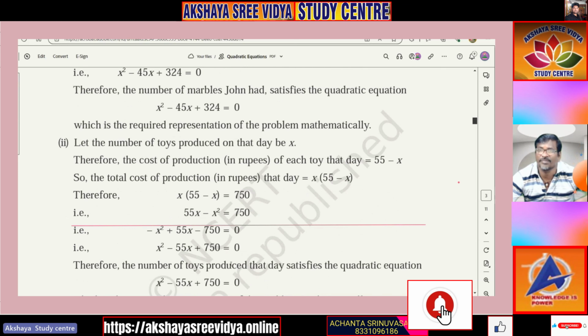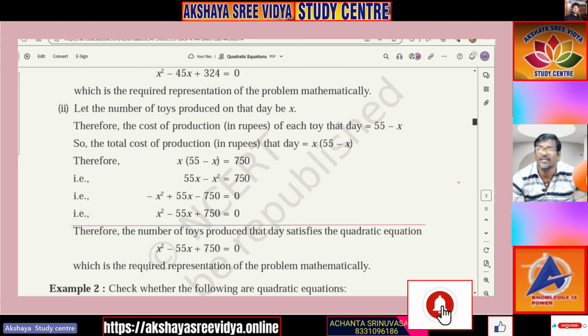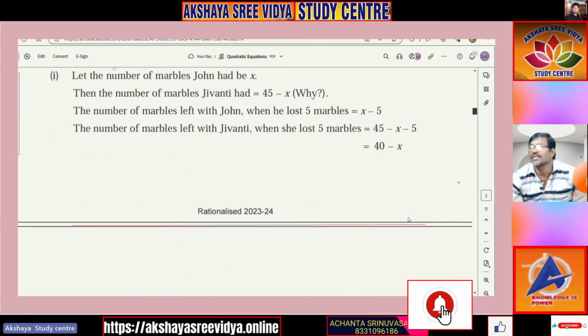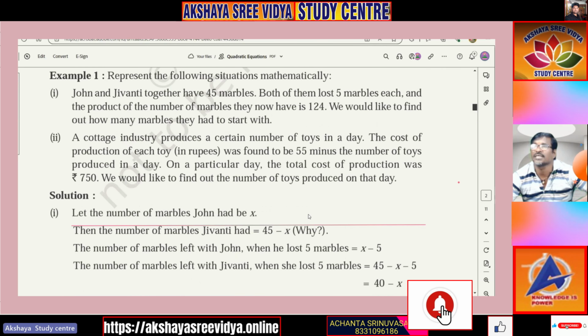That is equal to X square minus 55X. That is the required representation of the problem math. చాలా ఈజీ క్వశ్చన్. కాకపోతే ఏంటంటే మనకి కొద్దిగా క్వశ్చన్ అండర్స్టాండ్ చేసుకోగలిగితే చాలు. ఓకే ఇక్కడ చూడండి ఒకసారి.